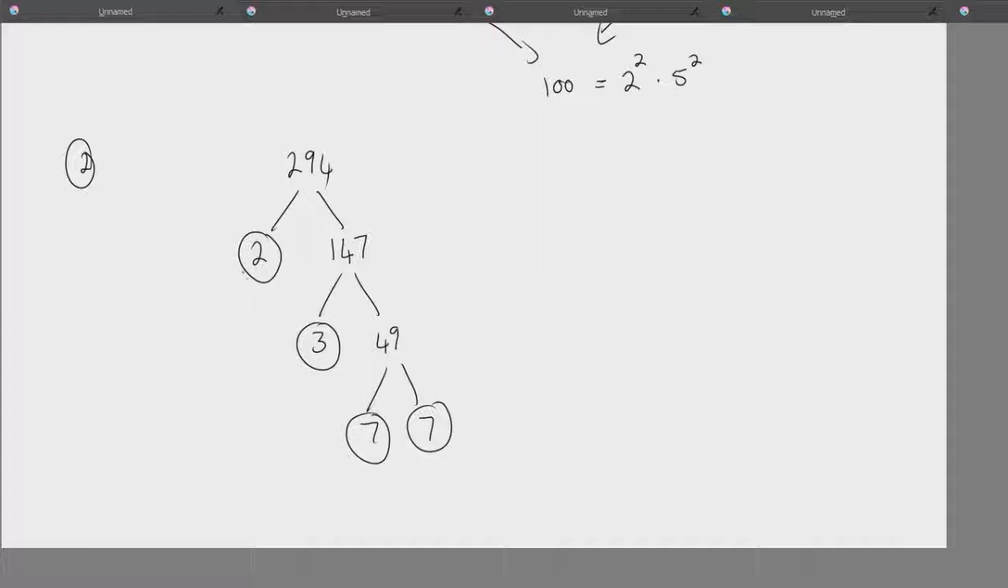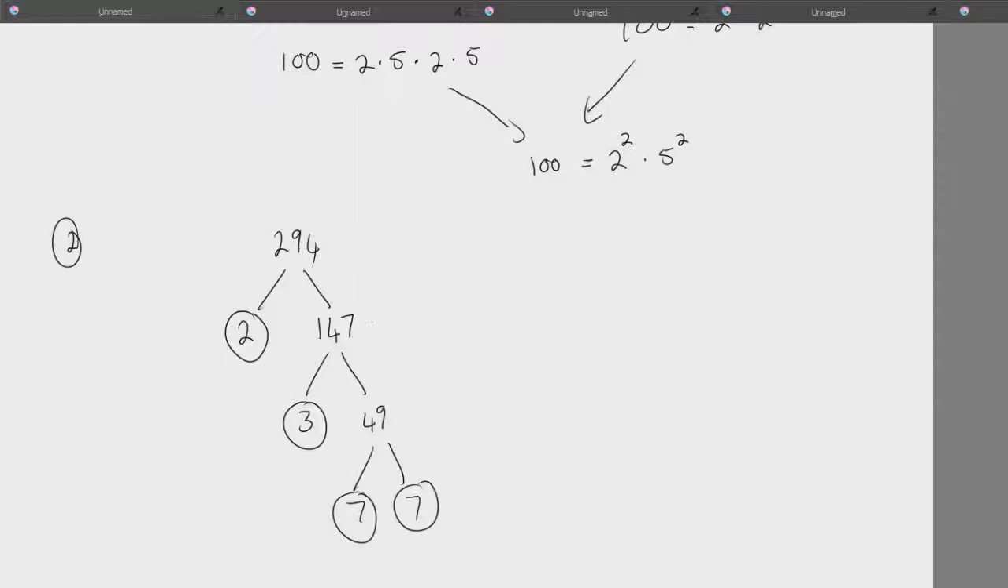So using the circles makes it easy to see what all my numbers are. Kids often don't do that and then miss early numbers. And so by the circles, I have a 2, a 3, and 2 sevens. We don't write a 2 to the 1, 3 to the 1, though you can. It's totally optional. Or if there's nothing there, it's obviously just one of them. So that's the prime factorization of 294.